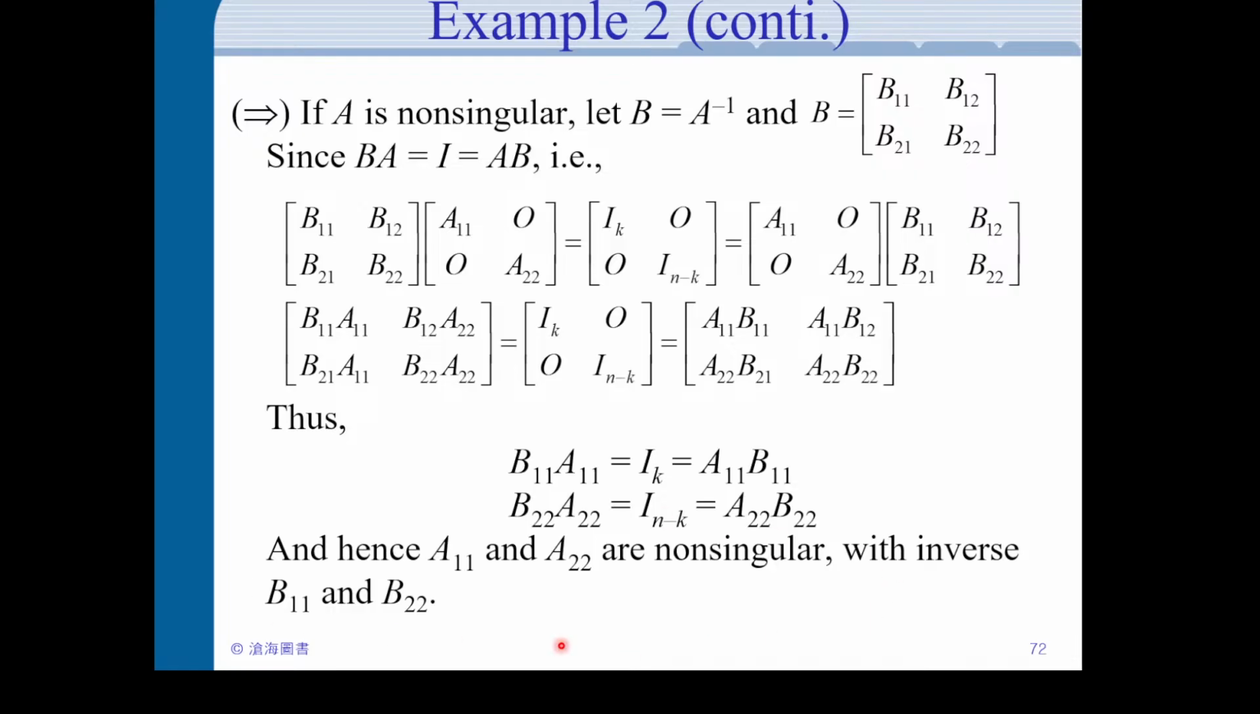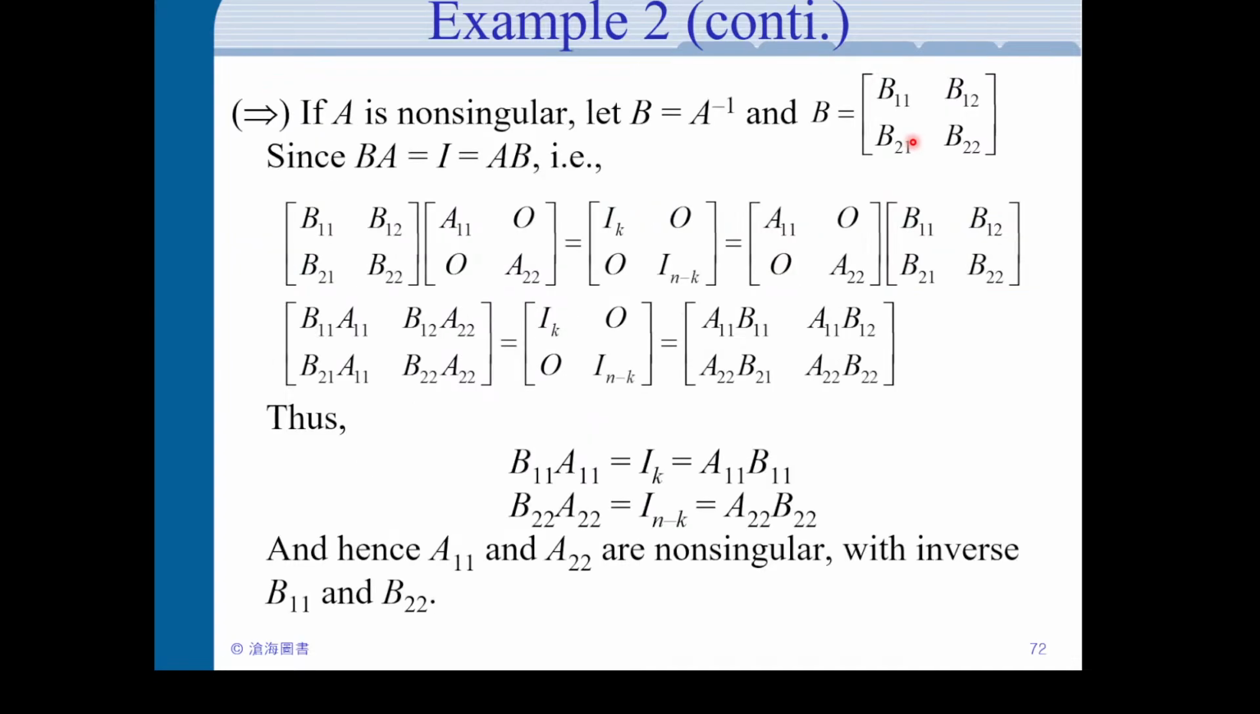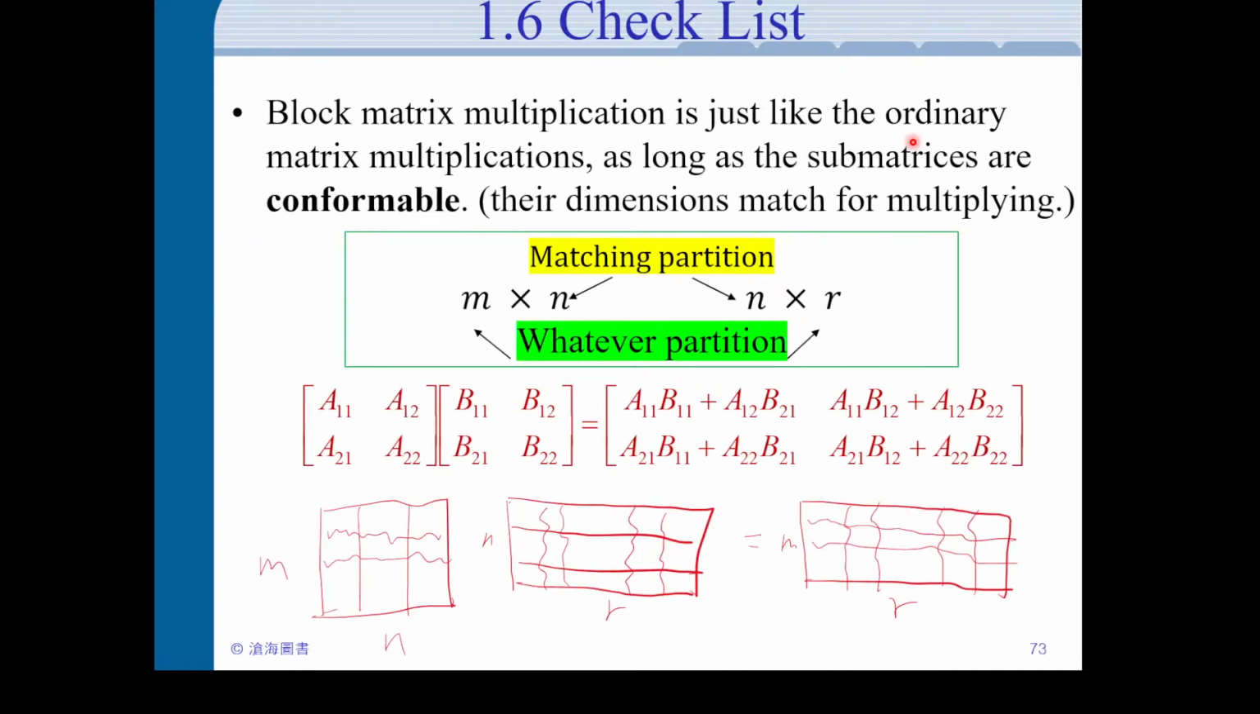Okay, and yeah, so if you have a block diagonal matrix, then you can find its inverse a little more easily, because you can just find the inverse of each individual block separately. Okay, and so this is about this section.